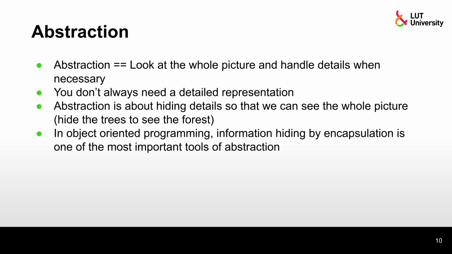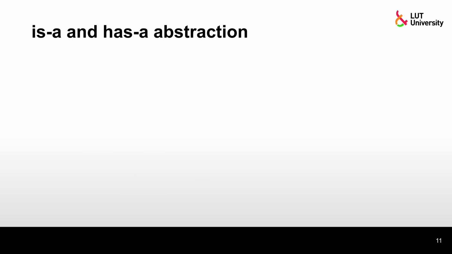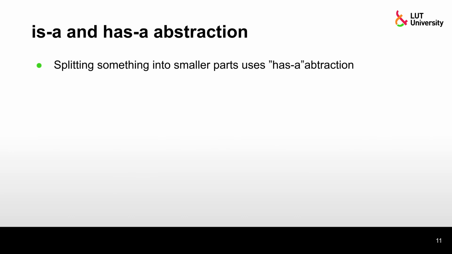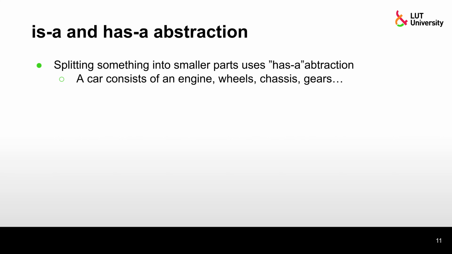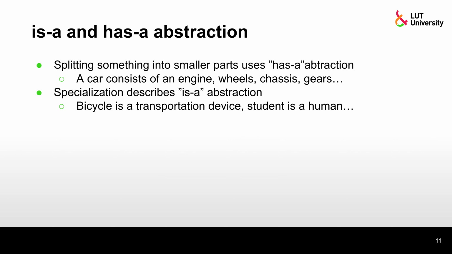And in object-oriented programming, information hiding by encapsulation is one of the most important tools of abstraction. So we are hiding things. We have learned that there is the private keyword that we can use to encapsulate data. And in class diagrams and in object-oriented programming, there are two ways of abstracting things: is-a and has-a abstraction. Splitting something into smaller parts uses has-a abstraction. For example, a car consists of an engine, wheels, chassis, and gears, meaning some kind of gearbox. And then there is specialization, which describes is-a abstraction. A bicycle is a transportation device, a student is a human, a Ferrari is a car, Falcon 9 is a rocket, Long March 6 is a rocket, etc.